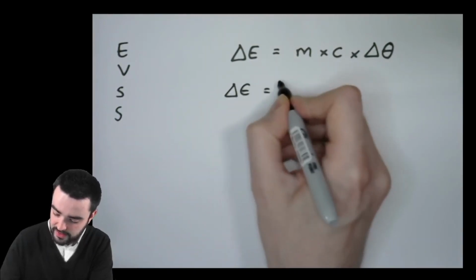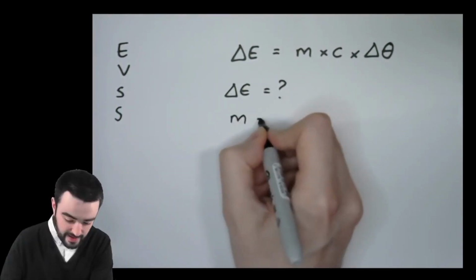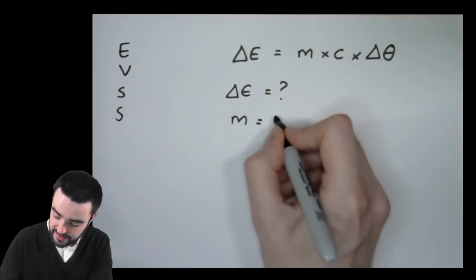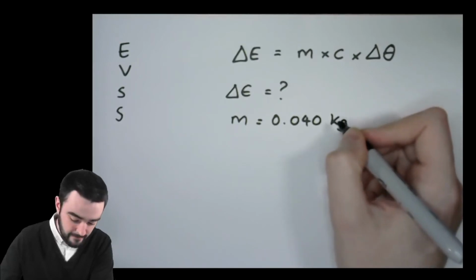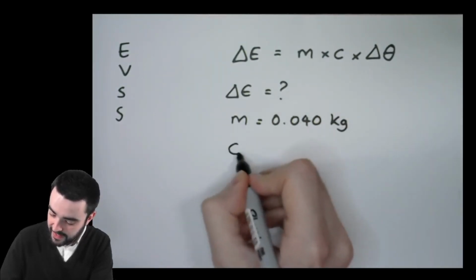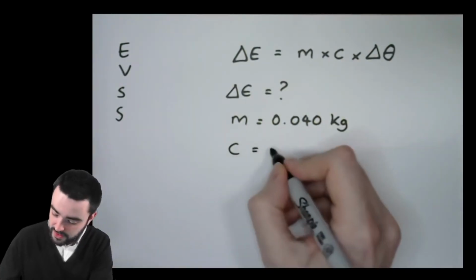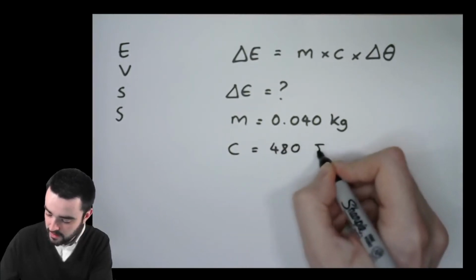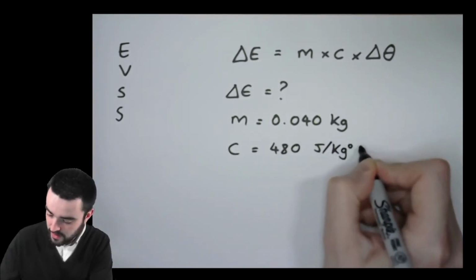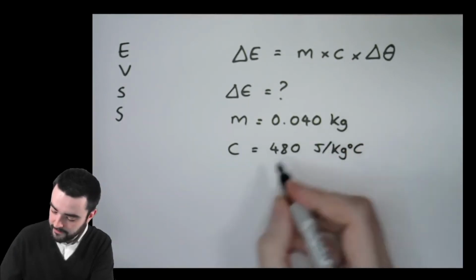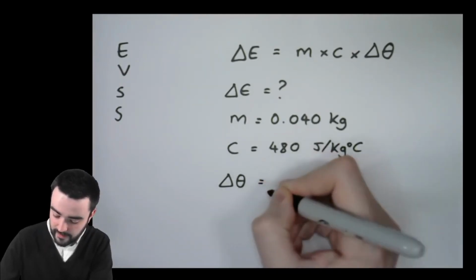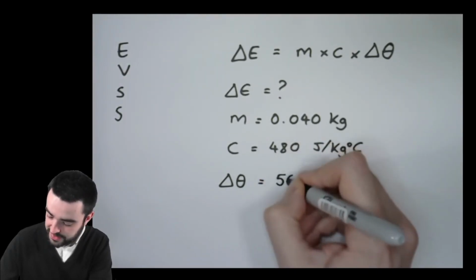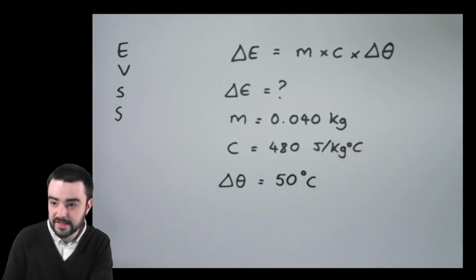So now we've done the equation, so now we can do the variables. Delta E is equal to, we don't know. The mass is equal to 0.040 kg. The specific heat capacity is equal to 480 joules per kilogram per degree C. And then finally, delta theta is an increase of 50 degrees, so it is a positive change of 50 degrees C.